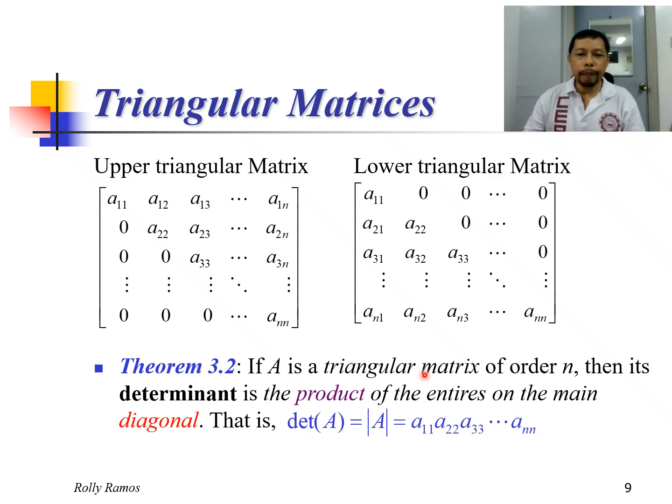So according to this theorem, if A is a triangular matrix of order n, then its determinant is the product of the entries on the main diagonal. So that is, the determinant of A is simply equal to A11 times A22 times A33 times A44 up to Ann. So if you have an upper triangular matrix or lower triangular matrix, it's very easy to find the determinant. You just need to multiply all the elements along the main diagonal. Okay?